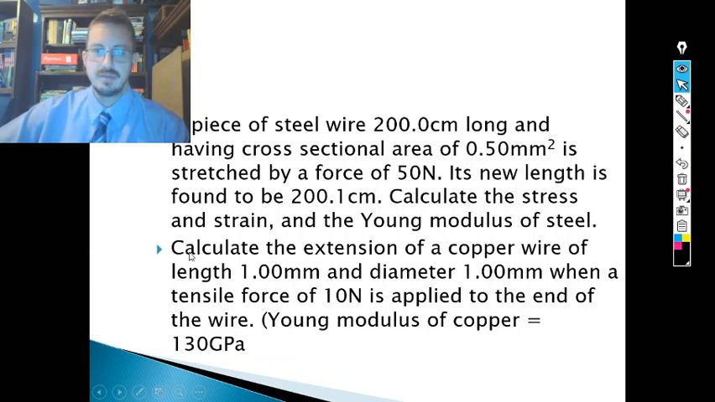And then a similar problem where we're going to calculate the extension of a copper wire of length 1 millimeter and diameter 1 millimeter when a tensile force of 10 newtons is applied to the end of the wire. Young modulus of copper is 130 gigapascals. And remember, giga is 10 to the 9.